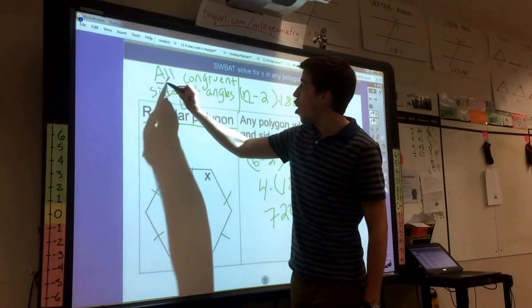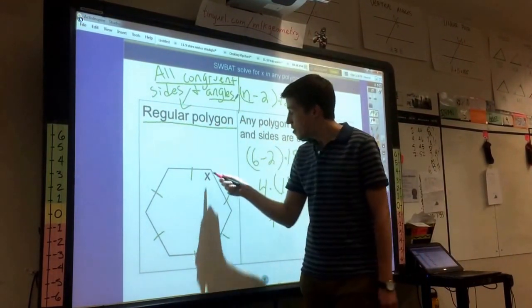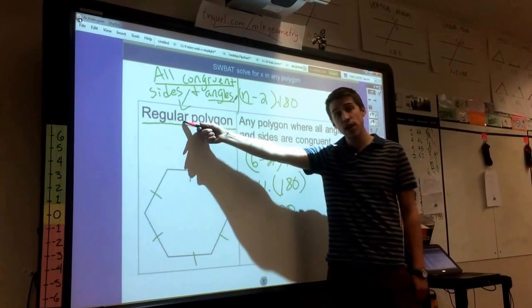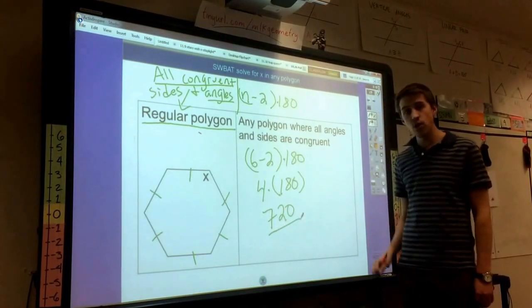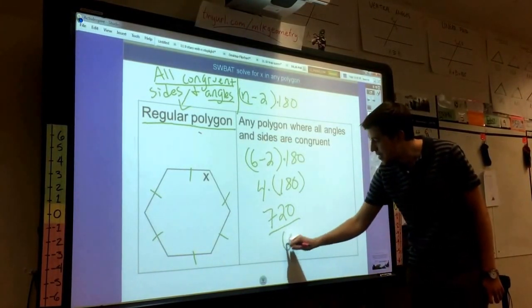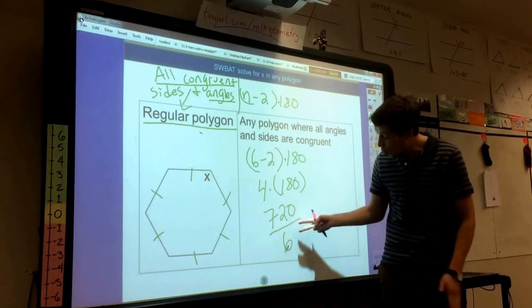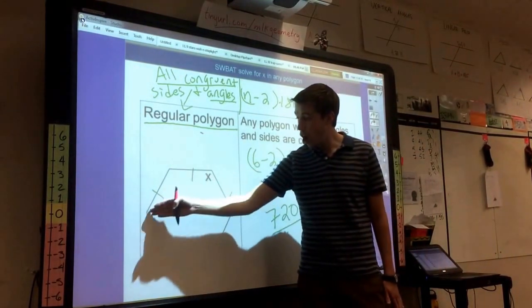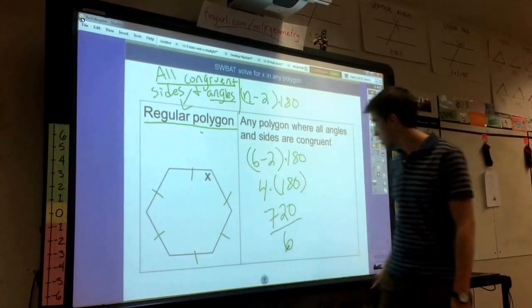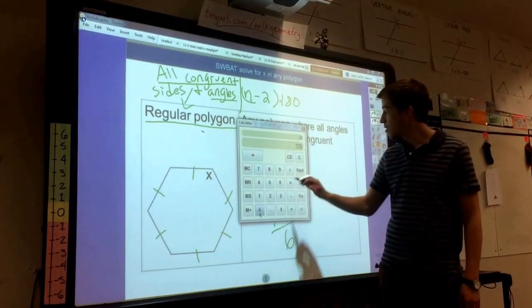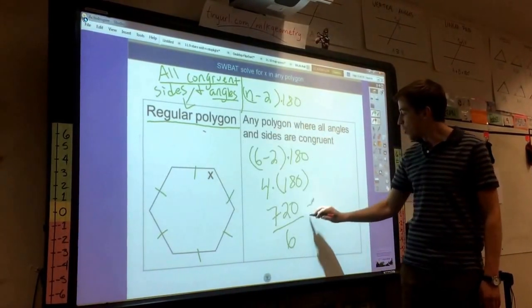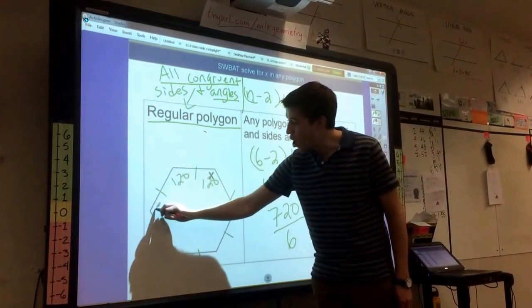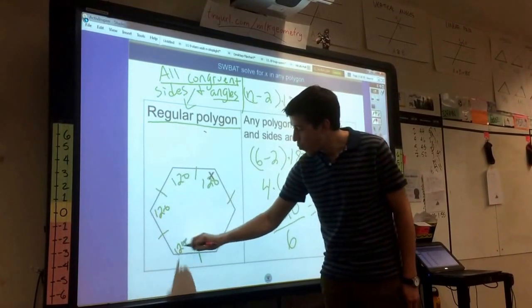And since I know that all of the angles are congruent, they're all the same exact measure, in this case, because I know it's a regular polygon, I'm allowed to take my total and divide it up into 6 nice equal parts. You're only allowed to divide it into 6 nice equal parts if you know all of the angles are congruent and the same. So if I do my 720 divided by 6, we'll get 120, which means that this angle is 120, this angle is 120, all of the angles inside of here are 120.